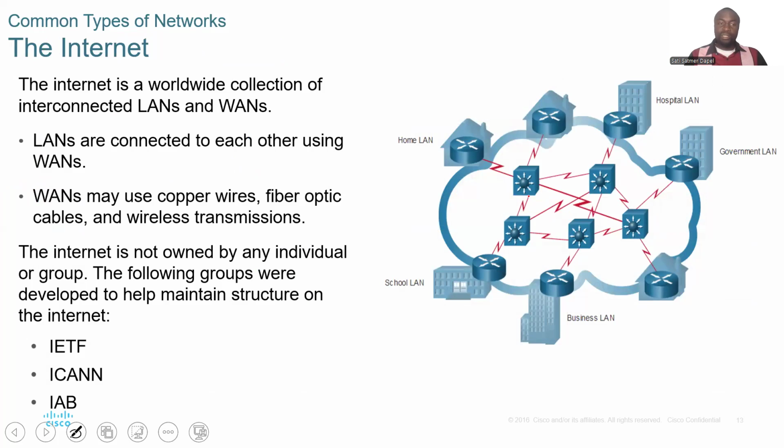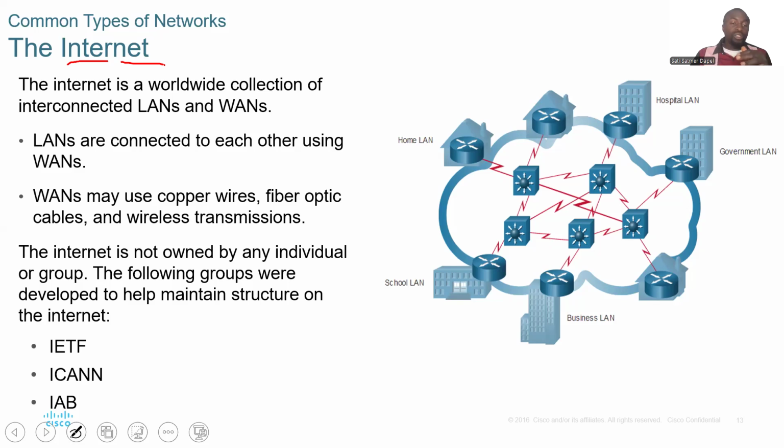How about the internet? What is this internet? The internet is just two words brought together, inter and net. Inter stands for interconnection, and net stands for network. So you have interconnection of networks. That's the internet. So the internet is a worldwide collection of interconnected LANs and WANs. LANs are connected to each other using WANs, and WANs may use copper wires, fiber optic cables, and wireless transmissions as well. The internet is not owned by any individual or group.